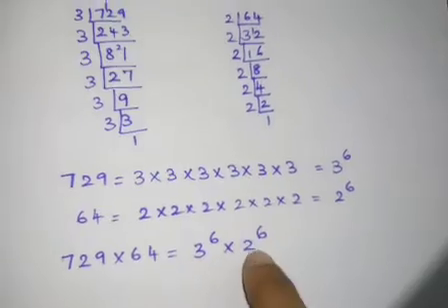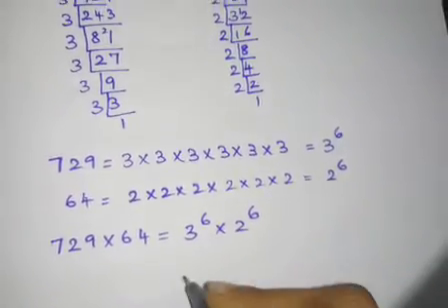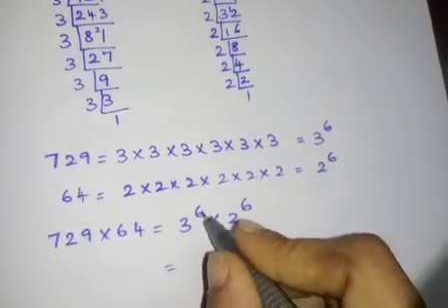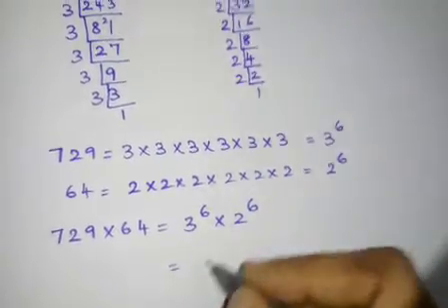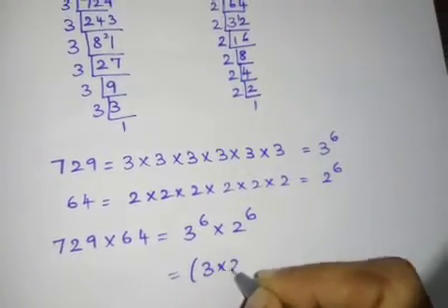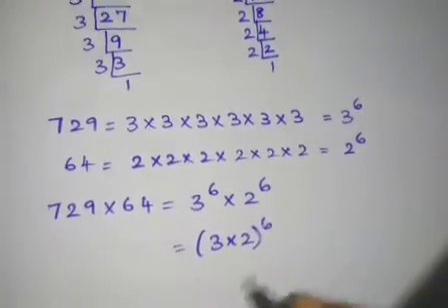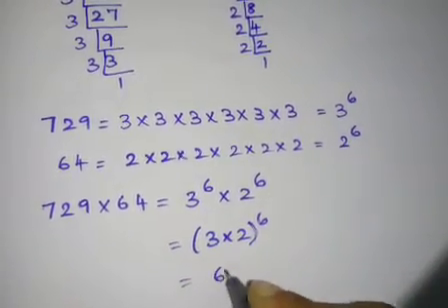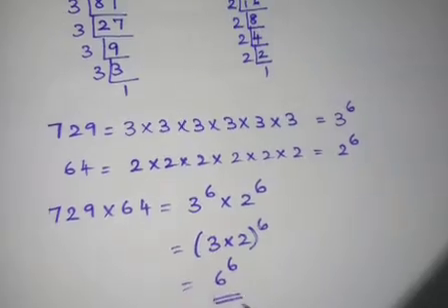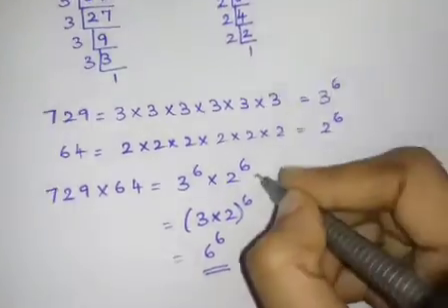Okay, can we add this or multiply something? Yes, you can do it because you have the same power exponent. So 3 into 2 the whole power 6. You can write like this, right? So 3 2s are 6, the whole power 6. You can write like this, or you can stop till this.